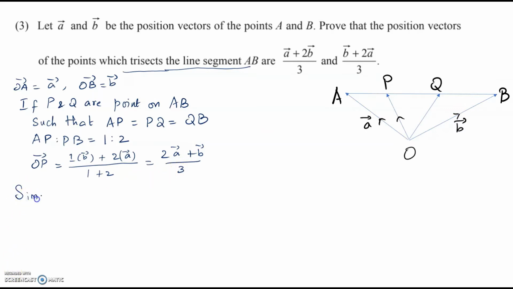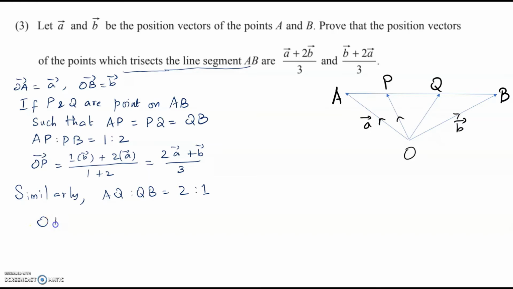Similarly, we can define the ratio AQ is to QB is equal to 2 is to 1. AQ is to QB is 2 and 1 because it's already given. Right. So again using the same technique.